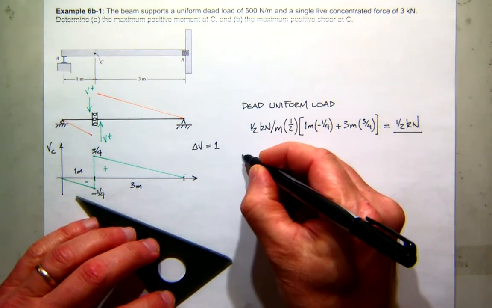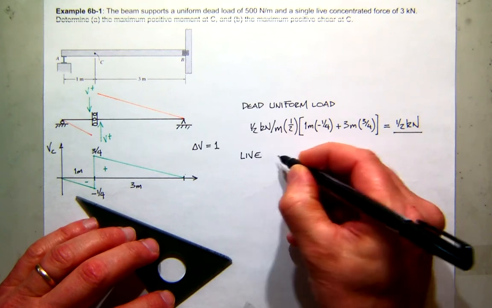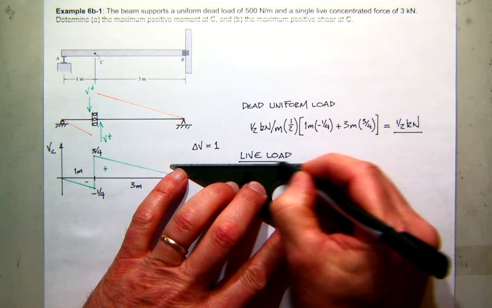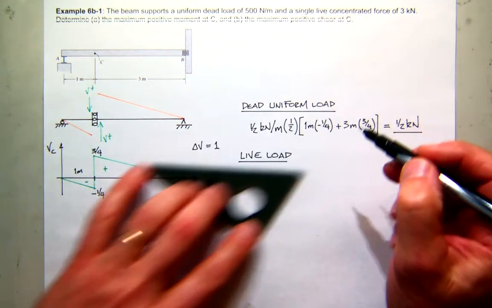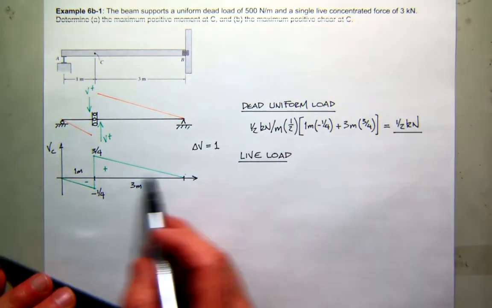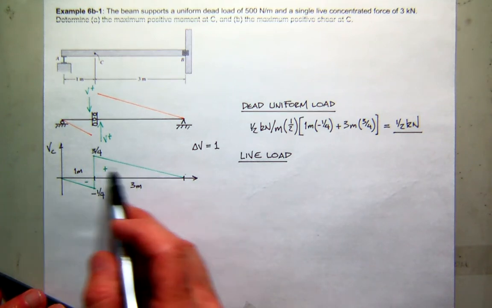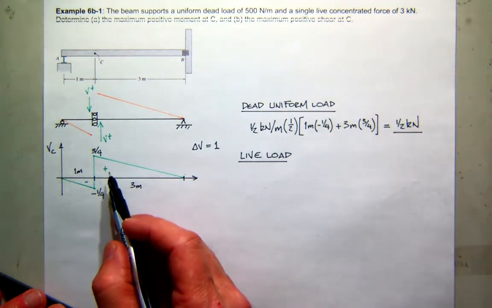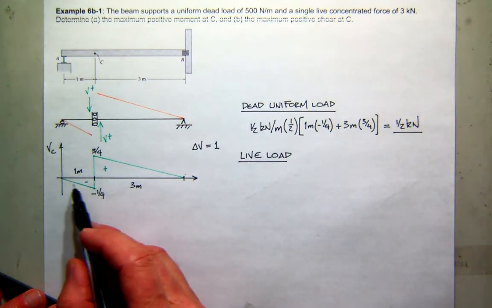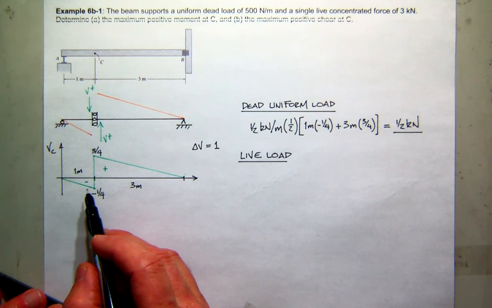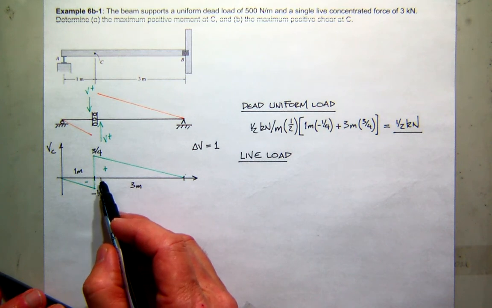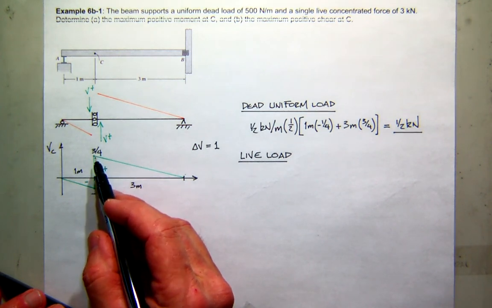So then the live load. Now remember, all the live loads can move around. And it's 3 kilonewtons. So where should I put my 3 kilonewton force to create the maximum positive shear? Well, if I wanted to create negative shear, I'd put it somewhere in here, right? In fact, I'd put it just to the left of C, where I'd get my maximum negative value. But for positive, I put it just to the right of C and get this positive value of 3/4.